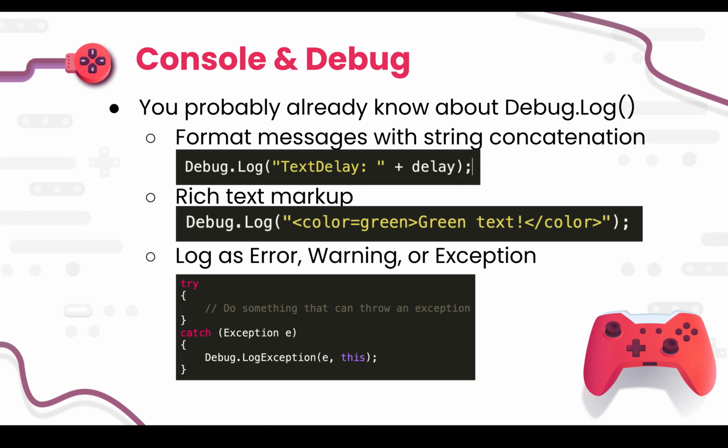Debug.log also actually supports rich text markup, so you can make your console messages look fancy with different colors or bold or strike-through text. Debug also has several related functions like debug.logerror, debug.logwarning, and debug.logexception, as shown in this little code snippet. So you can log your messages as errors, warnings, or exceptions explicitly instead of just saying debug.log, open quotation mark, warning, you're doing something wrong. You can actually have it show up with a little warning icon.